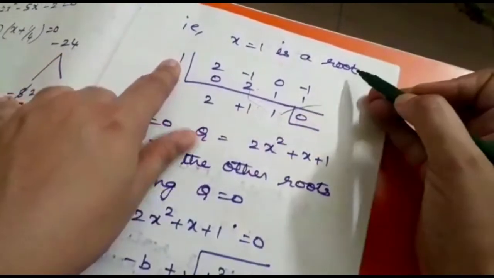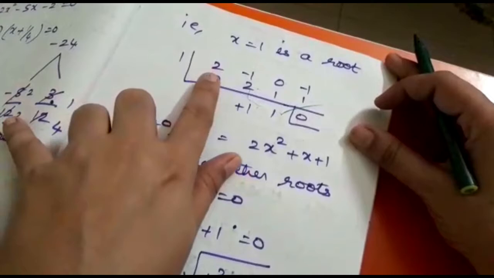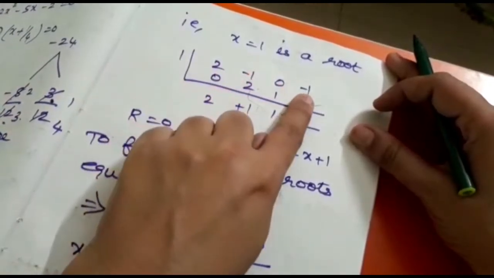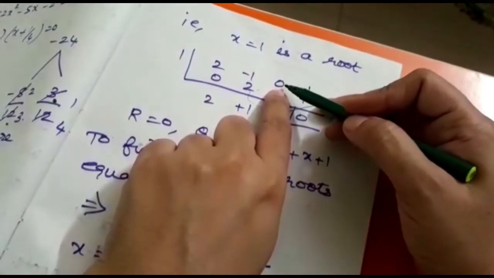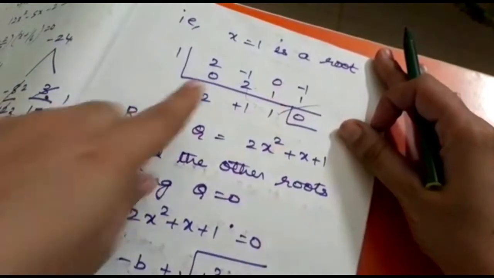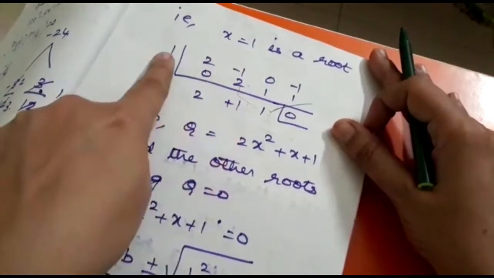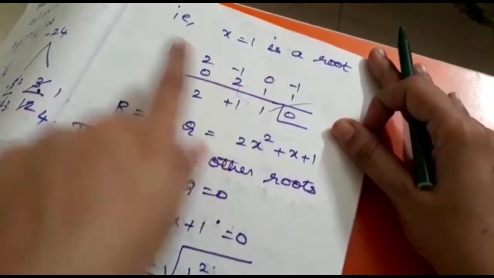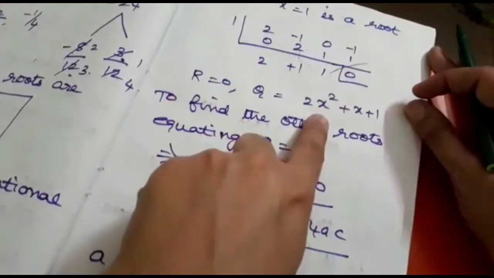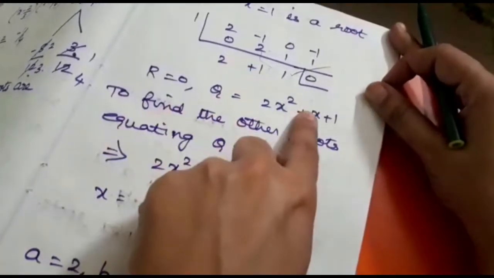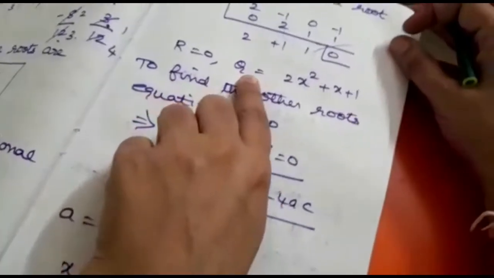So if x is equal to 1 is a root of the equation, we can divide by 1 using synthetic division. So 2, minus 1, 0, minus 1. Why am I putting 0 here? Since I don't have the x coefficient, I am putting 0. So 2, 2 ones are 2, here plus 1, 1 into 1 is 1, plus 1, 1 ones are 1, 0. So the remainder is 0. The quotient is 2x square plus x plus 1.